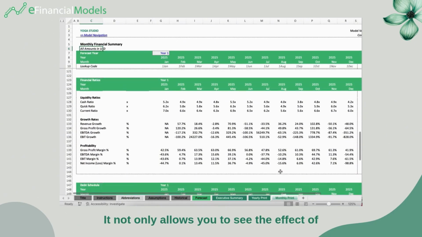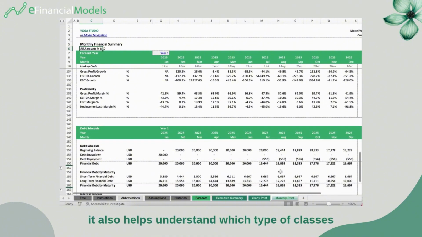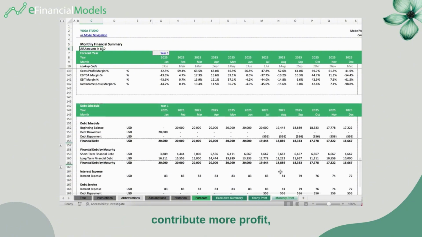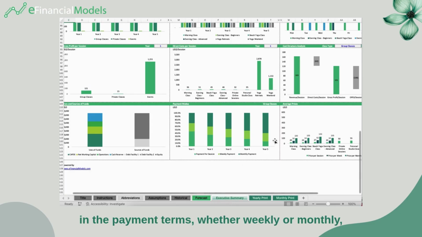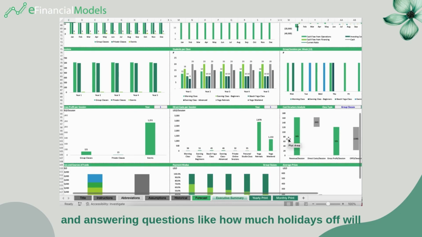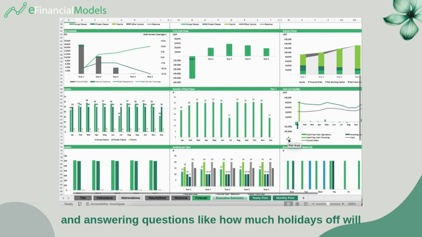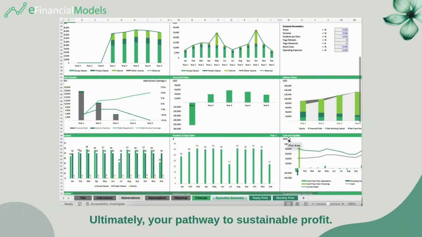It not only allows you to see the effect of pricing strategy, it also helps understand which type of classes contribute more profit, as well as understanding the effects of changes in the payment terms, whether weekly or monthly, and answering questions like how much holidays off will cost you. Ultimately, your pathway to sustainable profit.